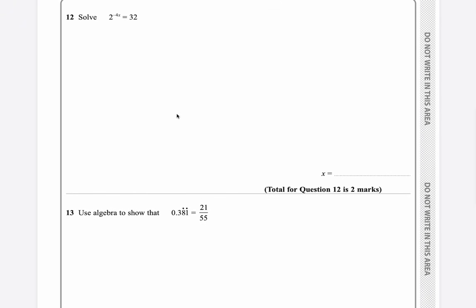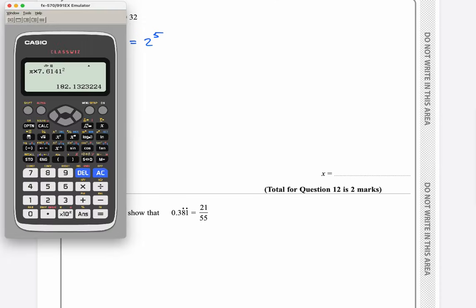Okay, next question. Solve this. The easiest thing to do, guys, I think, is to go, right, 2 to the power minus 4x is equal to 2 to the power of what? Now, it's 2 to the power of 5, guys. If in doubt, you just take out your calculator and go 2 times 2 is 4 times 2 is 8 times 2 is 16 times 2 is 32.